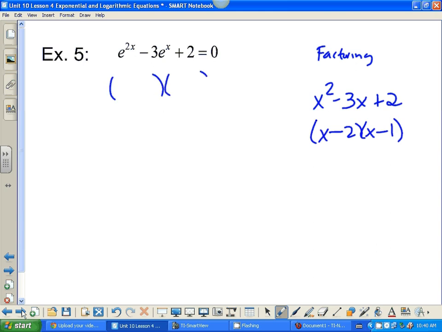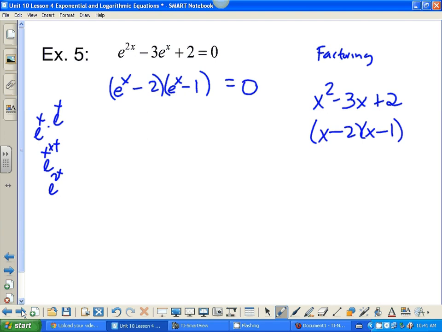So when I factor this, it's going to be e to the x, e to the x, because e to the x times e to the x gives me e to the x plus x, which is e to the 2x. And then I have my minus 2 and my minus 1, because my outer term will be a negative x, my inner term will be a negative 2x, which yields a negative 3x squared.